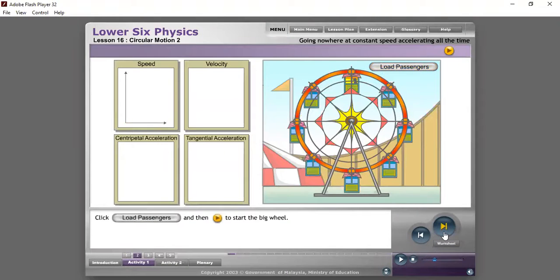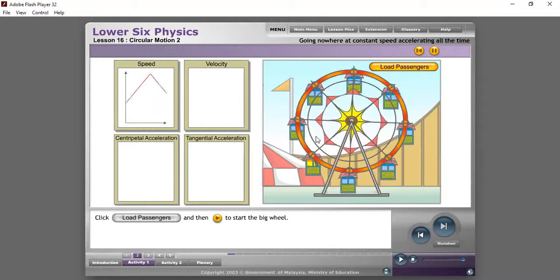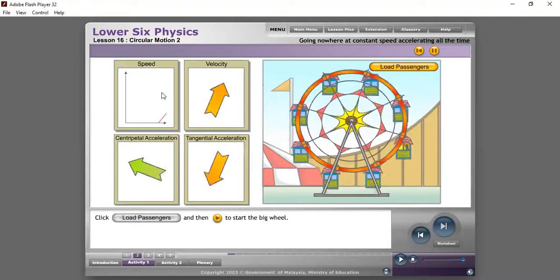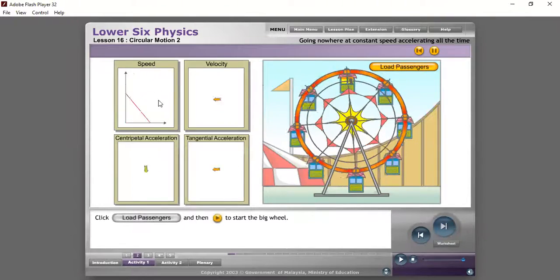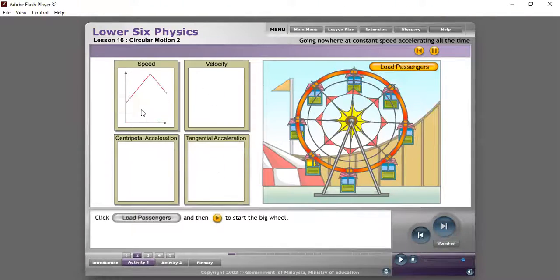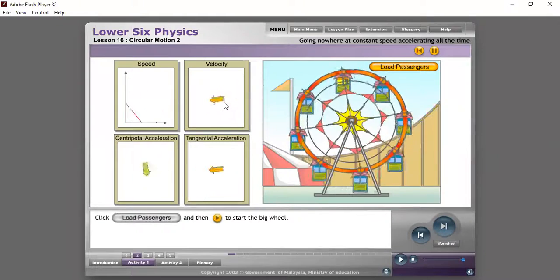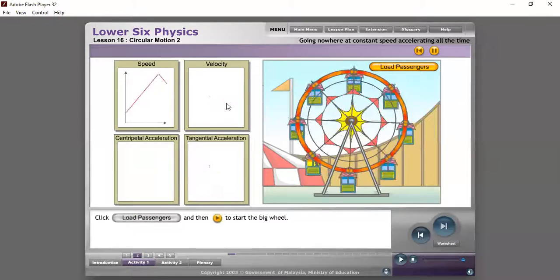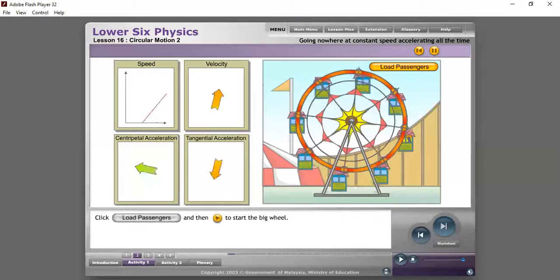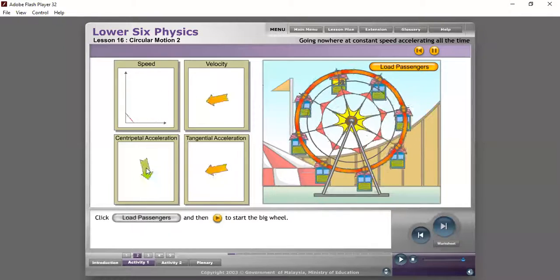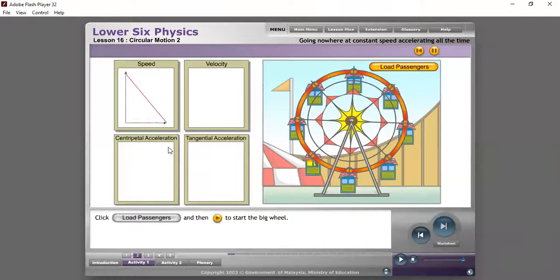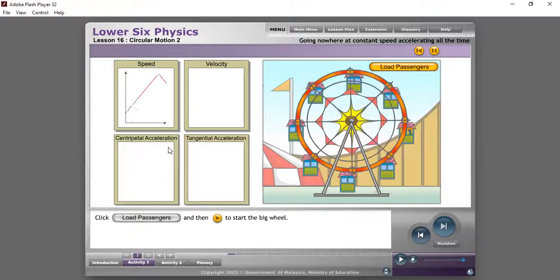Click load passengers button and then play button to start the big wheel. So now the relationship: the speed increases and reduces. That means that the velocity increases and decreases, but the direction changes, so there will be a centripetal force. How is the centripetal force? It always points to the center.